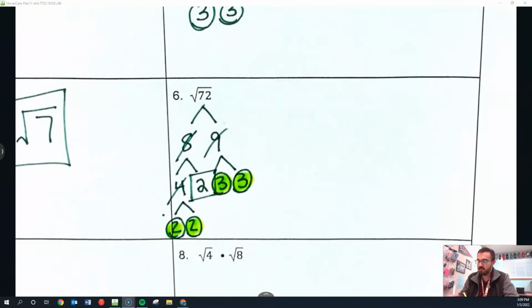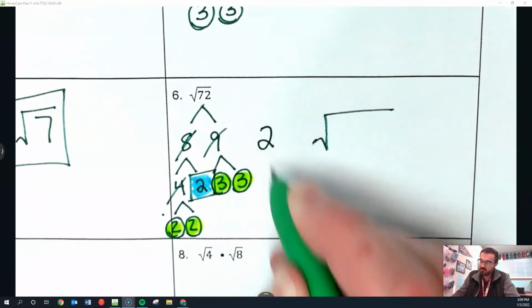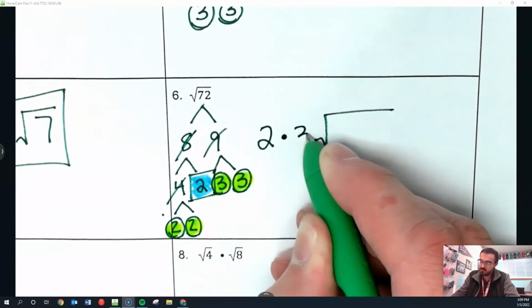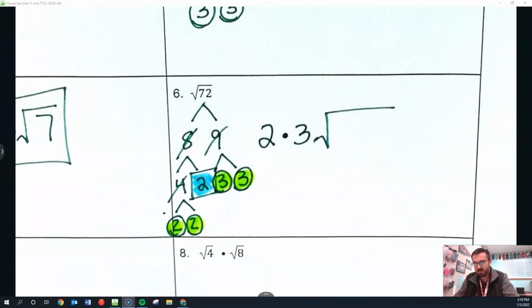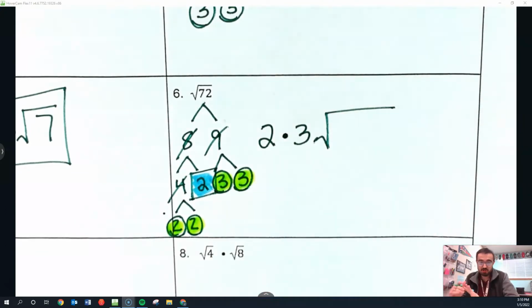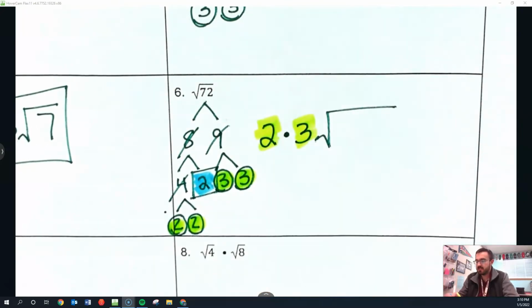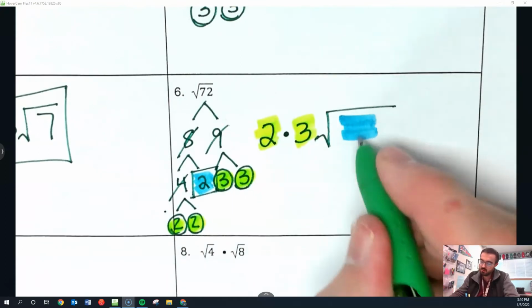So remember, if it is paired up, it goes outside the radical. So if here's our radical, 2 is outside the radical, 3 is outside the radical. And you're like, Mr. Colson, there's 2 pairs, what do I do? All you're going to do is multiply them together. No worries, we'll address it later. Okay, so 2 and 3 end up outside the radical. What ends up inside the radical? The boxed number, which is 2.